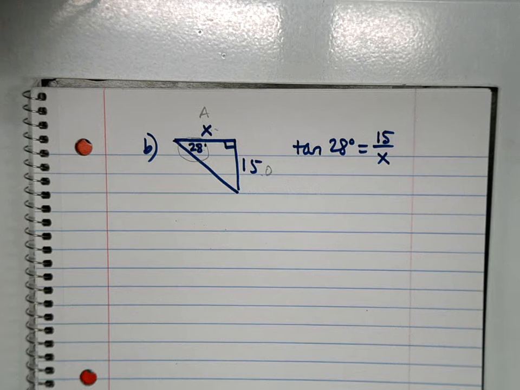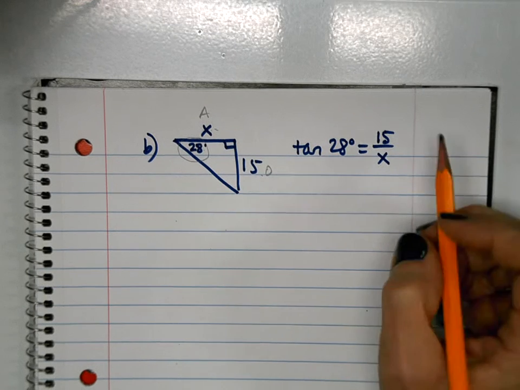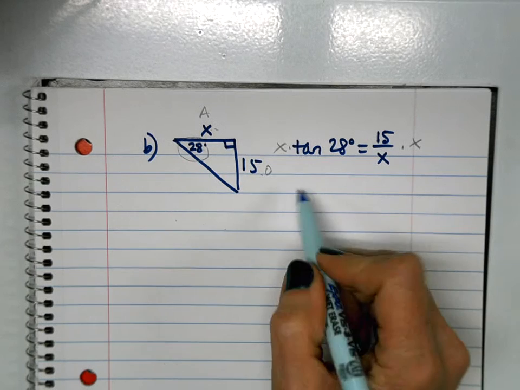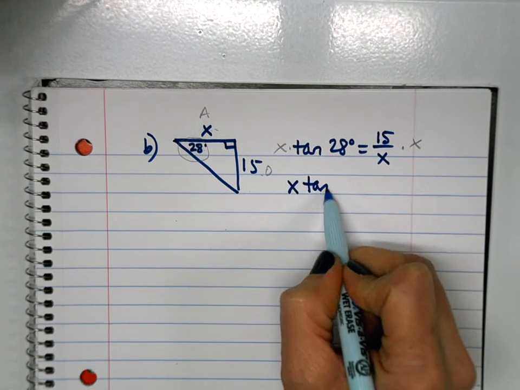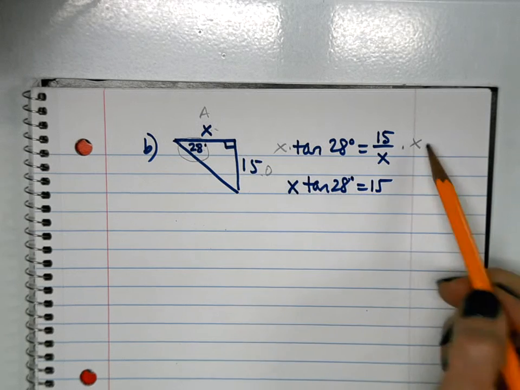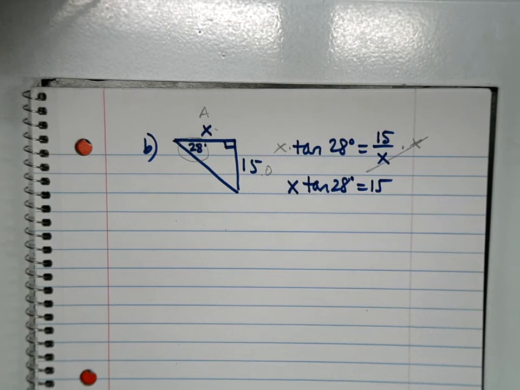I'd multiply, yeah, I'd move it up. Let's multiply both sides by x to move it up. And just leave this as x tan 28 for now equals 15. Those x's canceled. That was the idea. And then divide by tan 28.